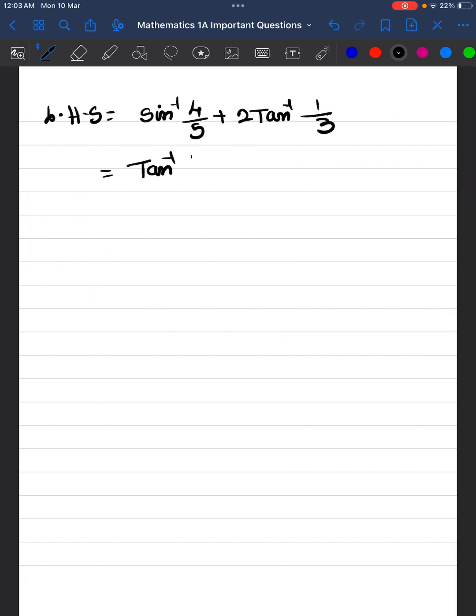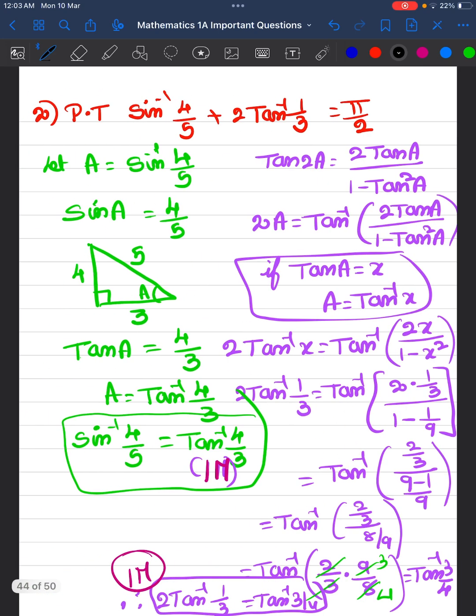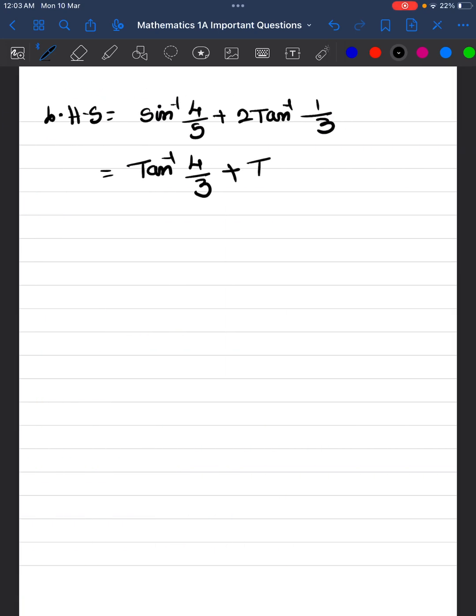Okay, this can be written as tan inverse 4 by 3. 2 tan inverse 1 by 3 we are replacing with tan inverse 3 by 4. This is tan inverse 3 by 4. So tan inverse 4 by 3 plus tan inverse 3 by 4 I got. So tan inverse 4 by 3 is fine. Tan inverse 3 by 4 I can write as cot inverse 4 by 3.